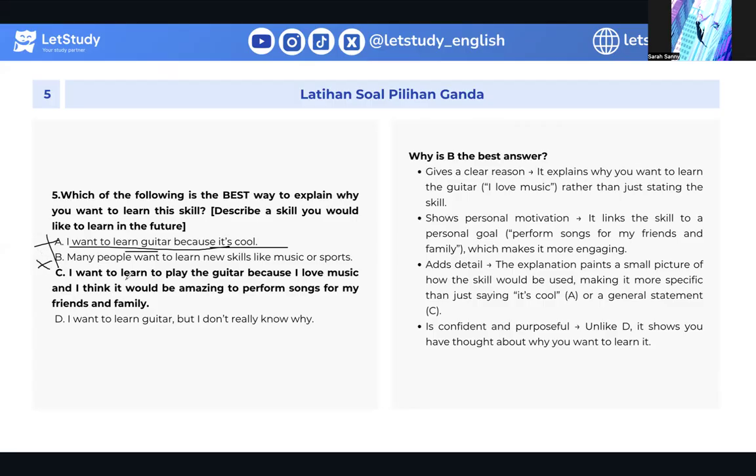Kalau C, I want to learn to play the guitar because I love music. I think it would be amazing to perform songs for my friends and family. Again, you answer the question and you expand on your answer. That's why C is correct. D, I want to learn the guitar, but I don't really know why. Again, you have to be confident and seharusnya ada penjelasan yang tepat on why you want to learn the skill. But that's why D is wrong.